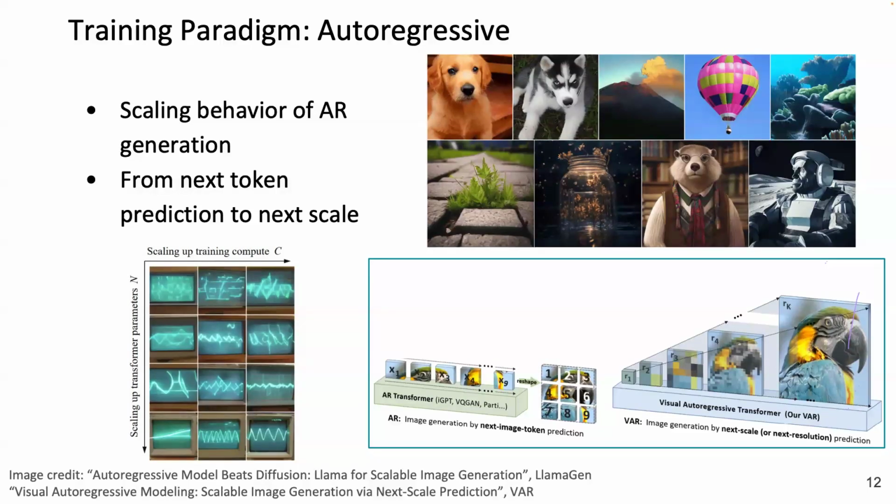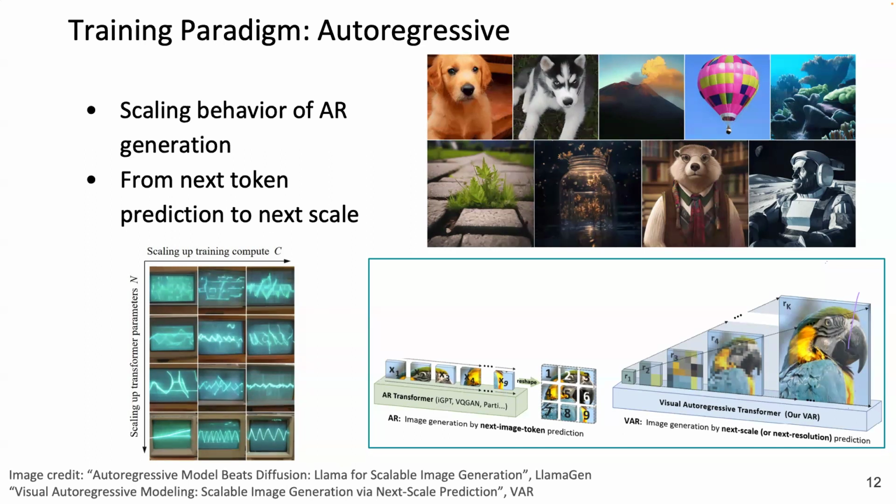There have also been some exciting recent advances on the autoregressive generation side. One highlight is that people have started to study carefully the scaling behavior of autoregressive generation, for example, in the LMMs work, where the qualitative results are shown in the top right.